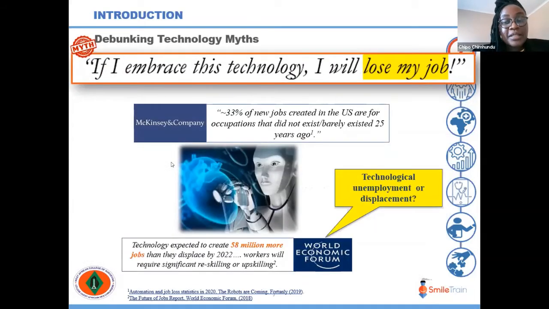I'd like to give you a few insights on job statistics, actually. You'll see the likes of McKinsey and World Economic Forum have actually gone into depth to discuss why it's actually not true that technology causes job loss. In fact, it creates more jobs than it displaces. But what we need to start thinking about as healthcare professionals is how can I upskill myself to keep moving together with the new technologies that are being introduced. Of course, technology does displace some older jobs, but it does create more jobs than it displaces.